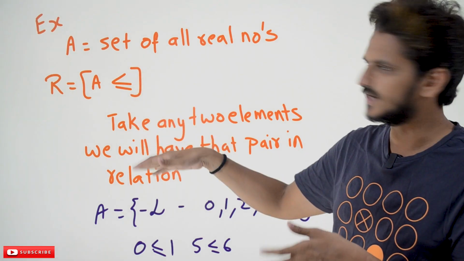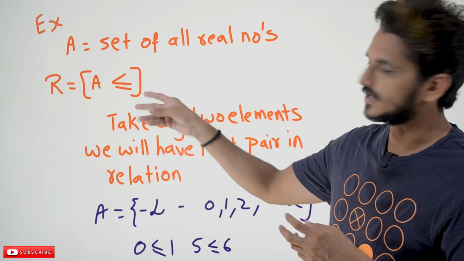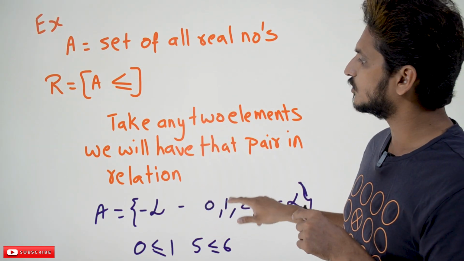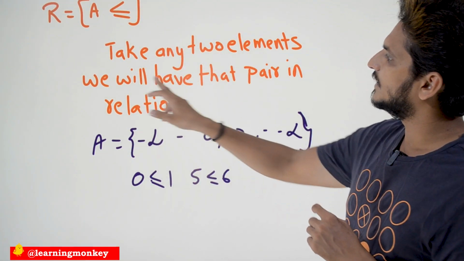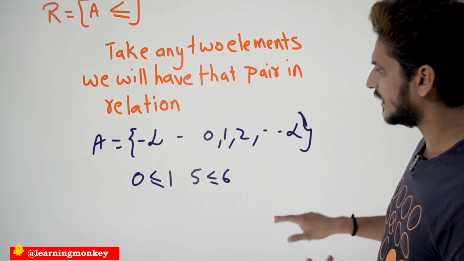We are not again explaining whether it is a POSET or not. You try to do it. You check for reflexive, transitive and anti-symmetric. It is a POSET. After that you have to check for totally ordered set or not. Take any two elements, we will have the pair in relation. Yes, we will have that pair in relation.